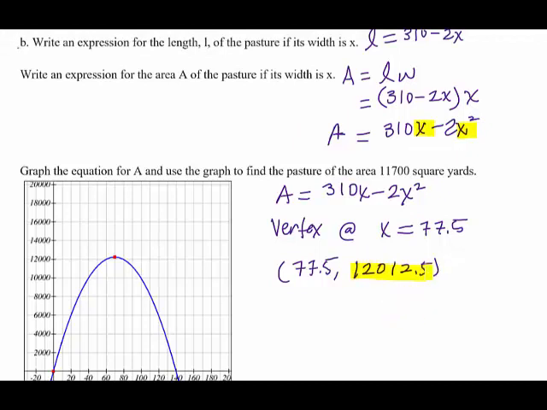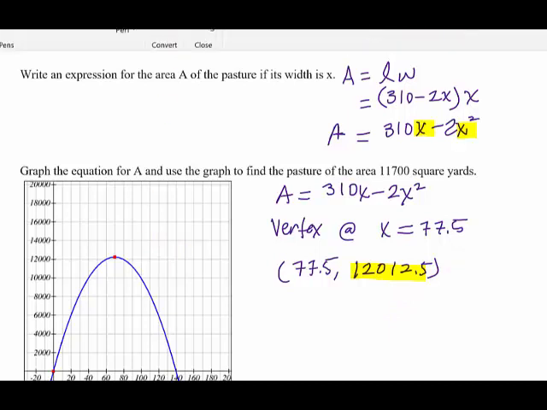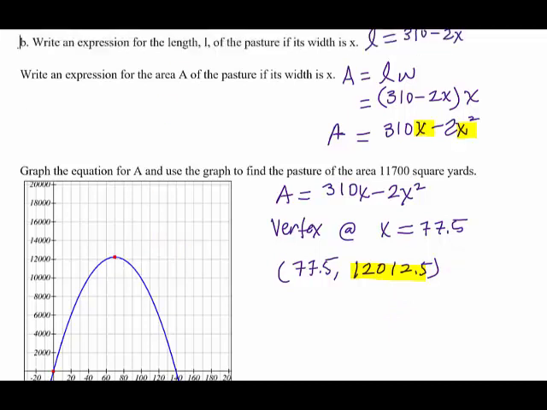12,012.5. And so I'm going to approximate where that is on my graph, and then also make sure that the curve passes through the origin as it should, and our curve would look something like this.